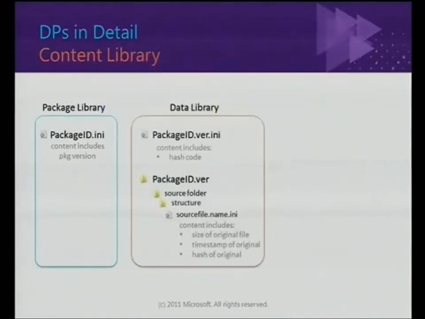The second folder is called a data library. For every package, there are two things: a package id.version.ini and a package id.version folder. Inside that folder, there's a folder structure that mirrors the original source package, except the files themselves aren't there. The folder structure is the same, but the files themselves aren't. So instead of setup.exe or application.msi being there, there's a representation of that file, which is setup.exe.ini or application.msi.ini.